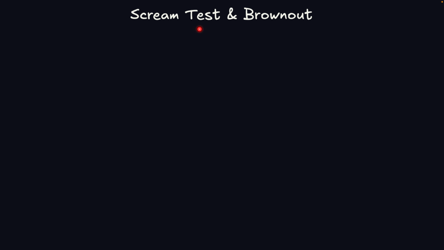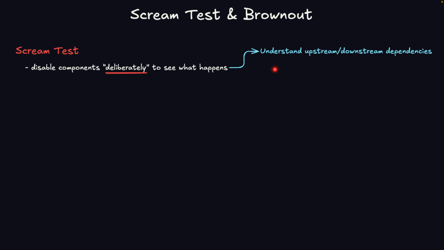Let's talk about scream test and how it is related to brownout in this video. Scream test is basically disabling components deliberately to see what happens. So we will do this either to understand the upstream and downstream dependencies of those components, or to do impact assessment just in case the component goes down.